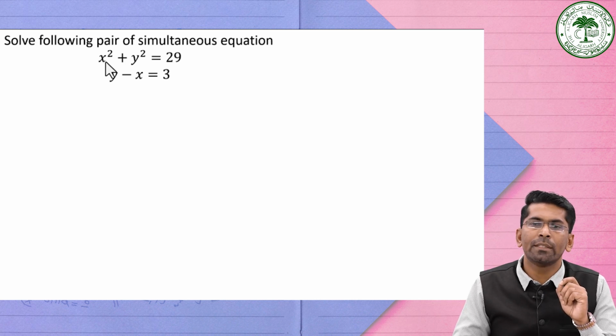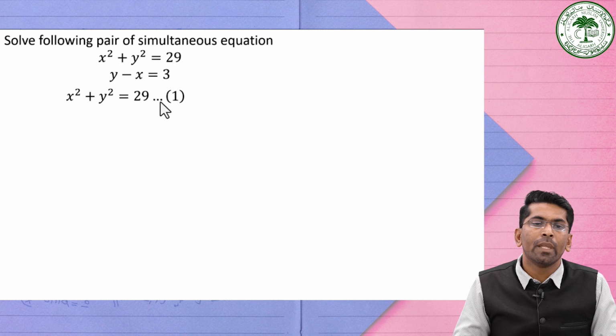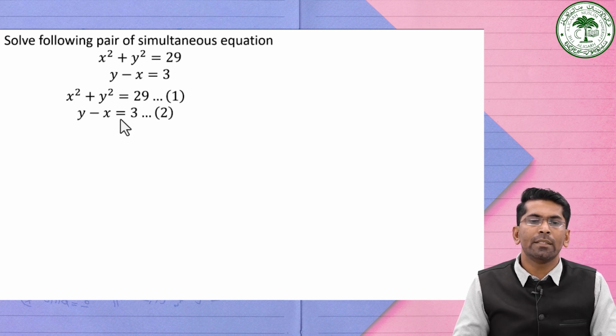The first equation is x square plus y square is equal to 29. And the second equation is y minus x is equal to 3. Since in equation number 1 we have x square and y square, it is not easy to rearrange. So to solve this system of equations, what will we do? We can use the substitution method. Let us use the substitution method and solve one equation for one variable. Here equation number 1 is x square plus y square is equal to 29, and the second equation is y minus x is equal to 3.